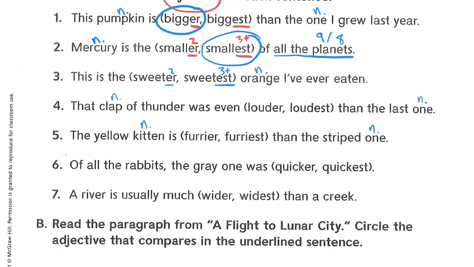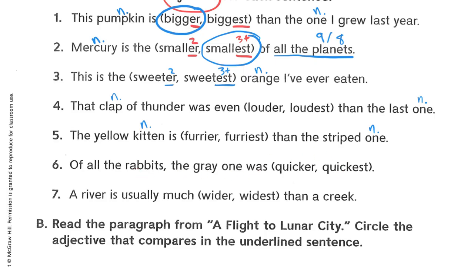On number 6, of all the rabbits, the gray one was blank. Now this one is tricky because if you try to say the answer, it's not going to make sense because both of them sound good. Of all the rabbits, the gray one was quicker. Of all the rabbits, the gray one was quickest.